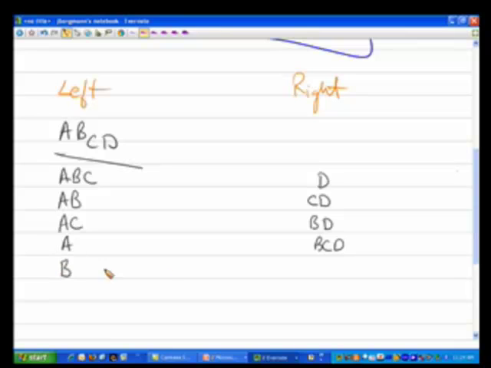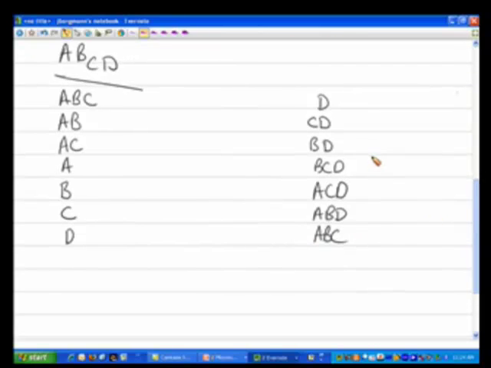Okay, we can go B on the left and A, C, D on the right. And then we can go C on the left and A, B, D on the right. And I can go D on the left and A, B, C on the right. And of course, you could take these and essentially flip them. So there would be three more options where we have B, C, D, A, C, D, A, B, D, and A, B, C, and this is A, B, C, D.